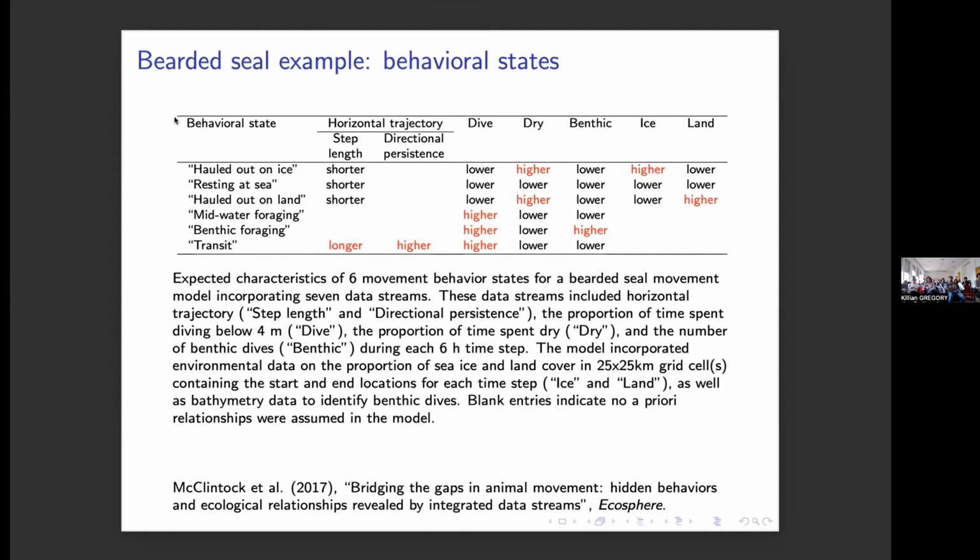Here are the relationships that we would expect from our 7 data streams. The ones highlighted in red are the ones we're anchoring on for each state. Some states are informed by only 1 data stream, but other states are informed by more than one. Again, our most important one is benthic foraging. We would expect both the dive time and the number of benthic dives to be higher when they're benthic foraging, so we key on that to identify where they're doing their benthic foraging. Okay, any questions so far?